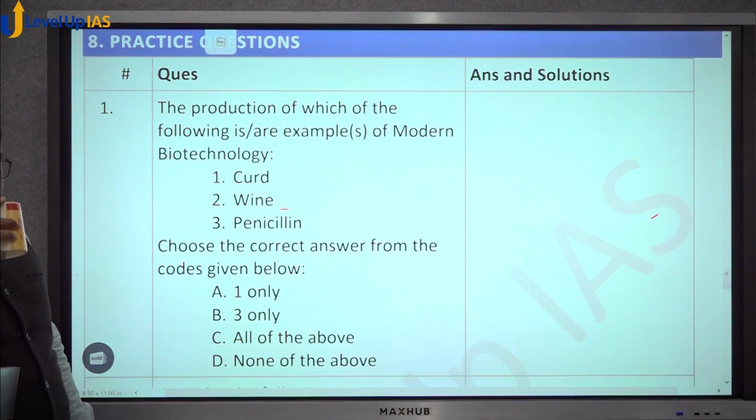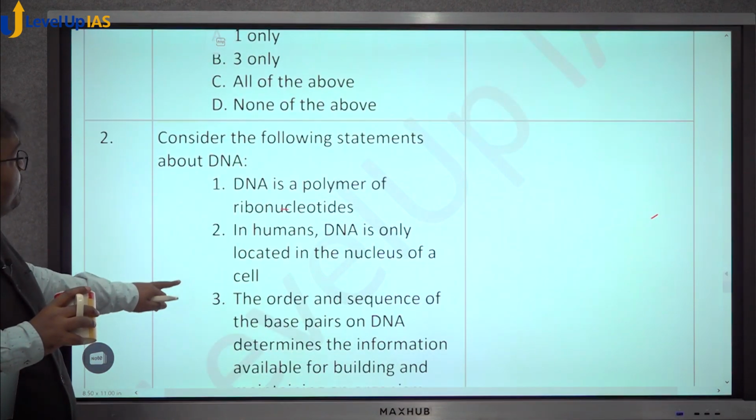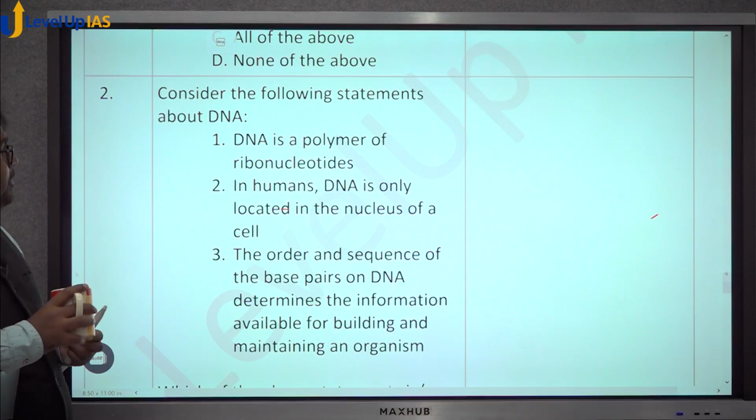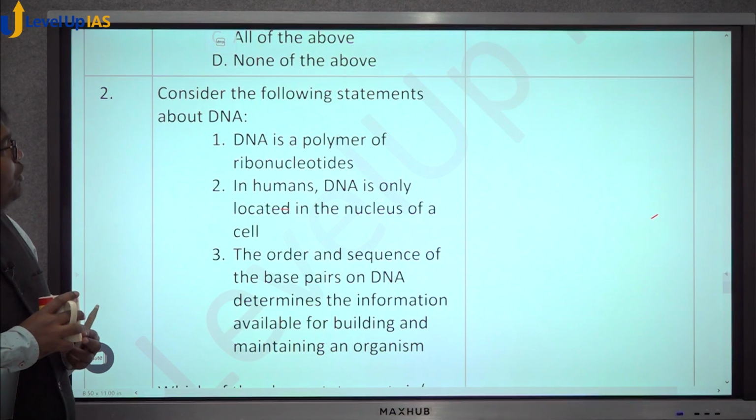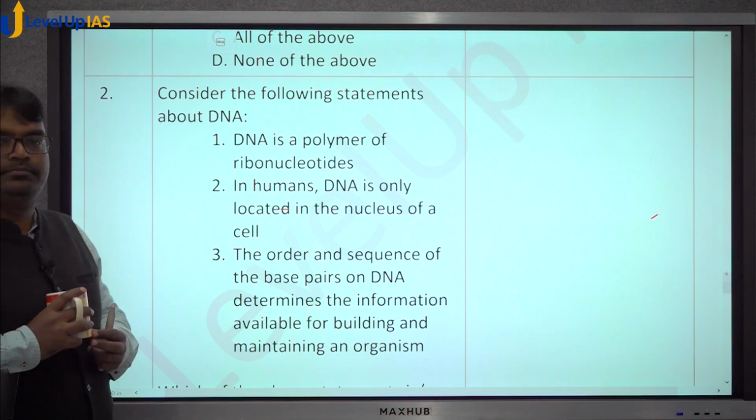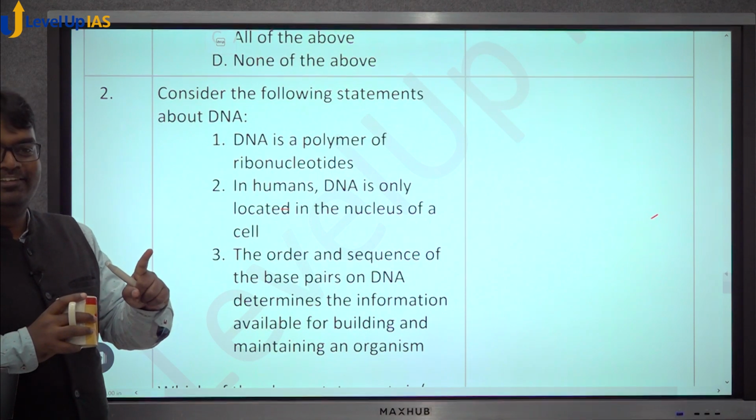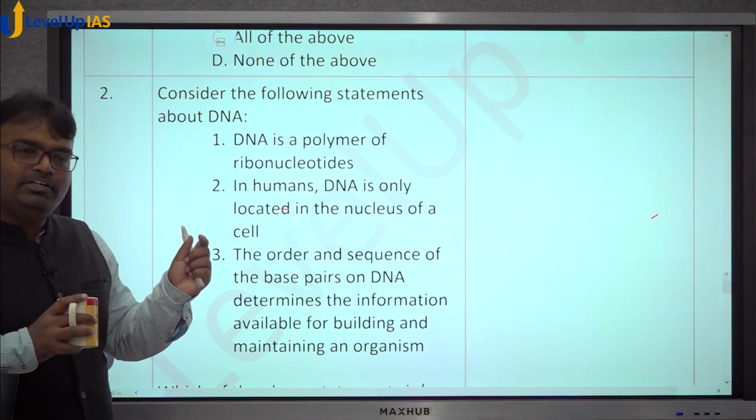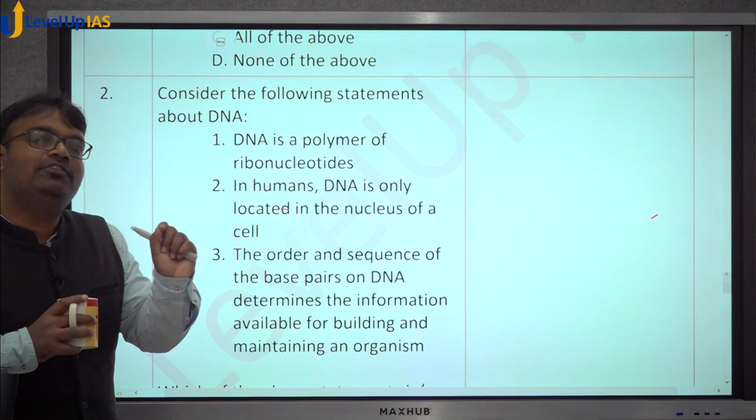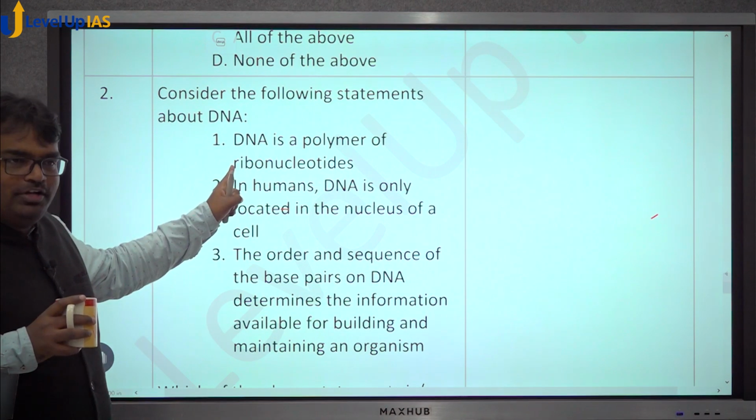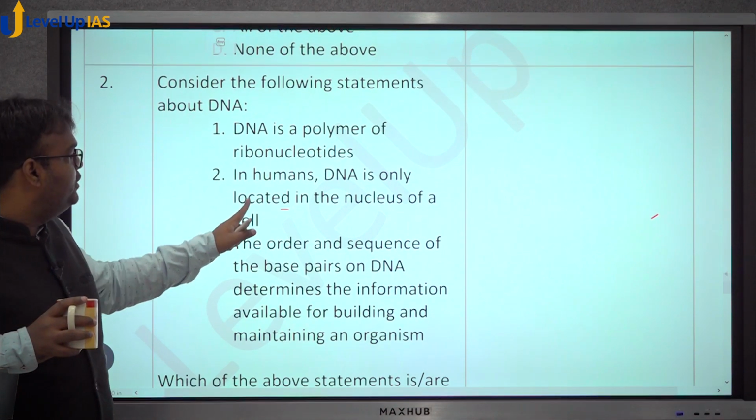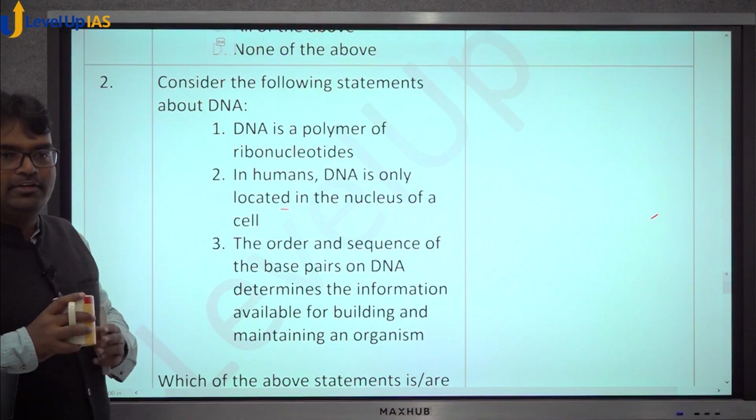Okay. Let's go to the second question. Consider the following statements about DNA. DNA is a polymer of ribonucleotides. DNA is a polymer of deoxyribonucleotides. At first it seems very difficult to you, but it's very simple. You have to understand it from fundamentals. One is wrong. In humans, DNA is only located in the nucleus of the cell.